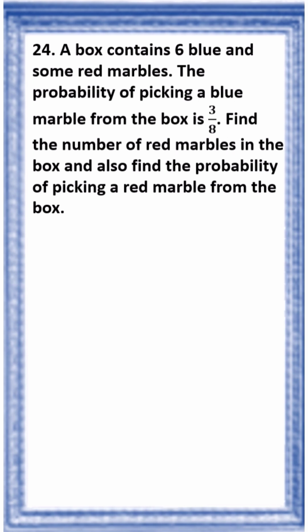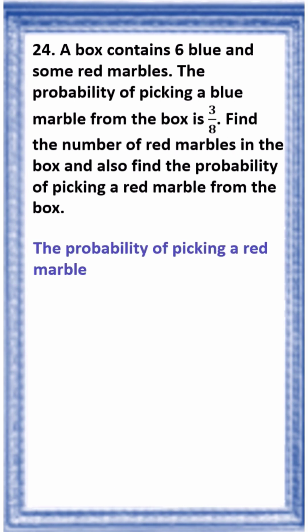Now let us find the probability of picking a red marble. Number of red marbles we know is 10. Total number of marbles we know is 16. So let us simplify. 5 by 8 is the answer.